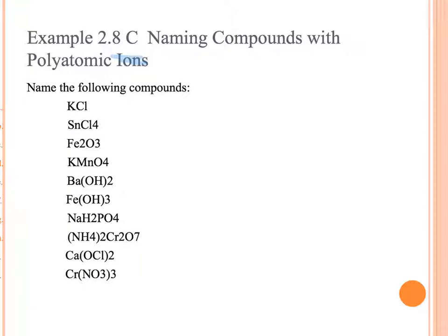The first one, KCl, is just going to be potassium chloride. First element gets its normal name. Second element gets an IDE ending. Tin. This one we have to determine what the charge is. There are 4 chlorines, so it's tin 4. Each chlorine is -1. That's why it's a +4, not because there's 4 of them. Tin 4 chloride.